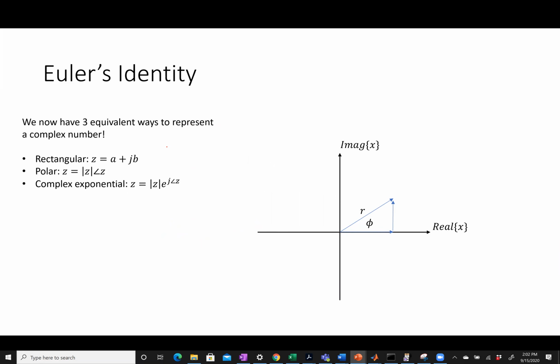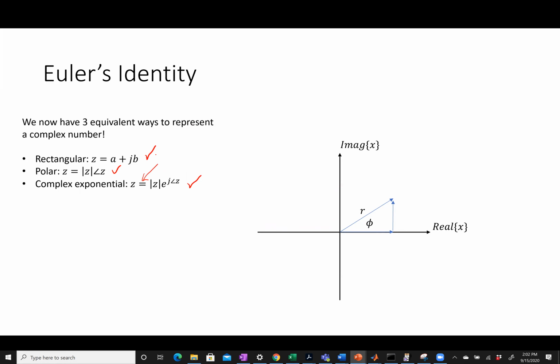So ultimately, Euler's identity leads us to a third form of a complex number, which I call complex exponential format. So we have rectangular format, we have polar format, and we have the complex exponential format. Those are all related to each other. In fact, it turns out we already kind of knew this format because we said something already.